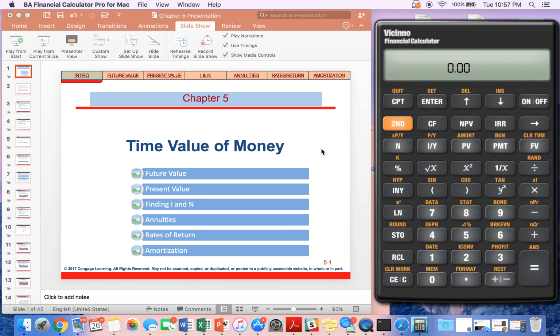This week we are going over chapter 5, which is our time value of money chapter. So a couple things to note going on with the class. You're going to need your BA2 Plus financial calculator.